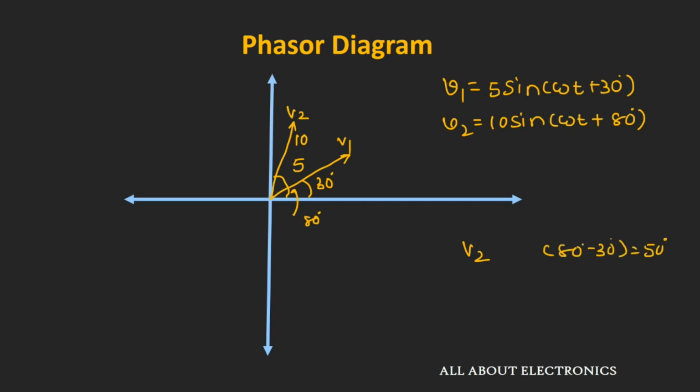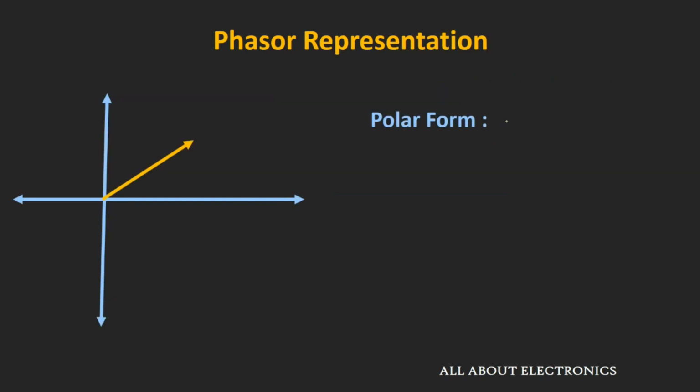So far we have seen how to represent the phasor on a phasor diagram. Now let us see how we can represent this phasor in a mathematical form. The first form is the polar form, where we can represent the phasor in terms of r and theta. Suppose we have a phasor with an amplitude of Vm, making an angle of phi with the horizontal axis. Then in the polar form we can represent it as Vm and phi.